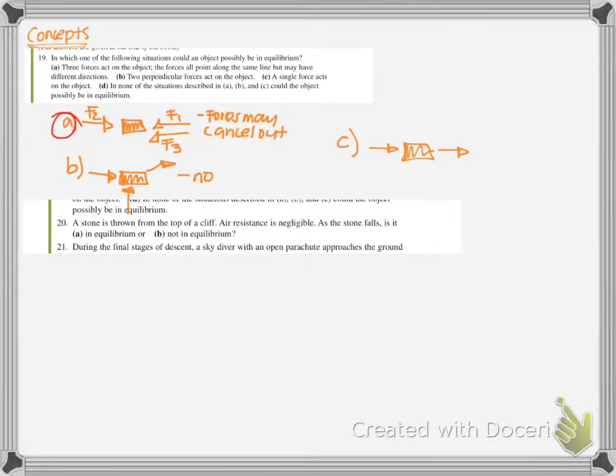Let's look at number 20. A stone is thrown from the top of a cliff. Air resistance is negligible. As the stone falls, is it in equilibrium or not in equilibrium? As the stone falls, it starts with a velocity of 0 because it's at rest. Now, when it's thrown off a cliff, the velocity will change. So just by the pure fact that the velocity changes, the object will not be in equilibrium.